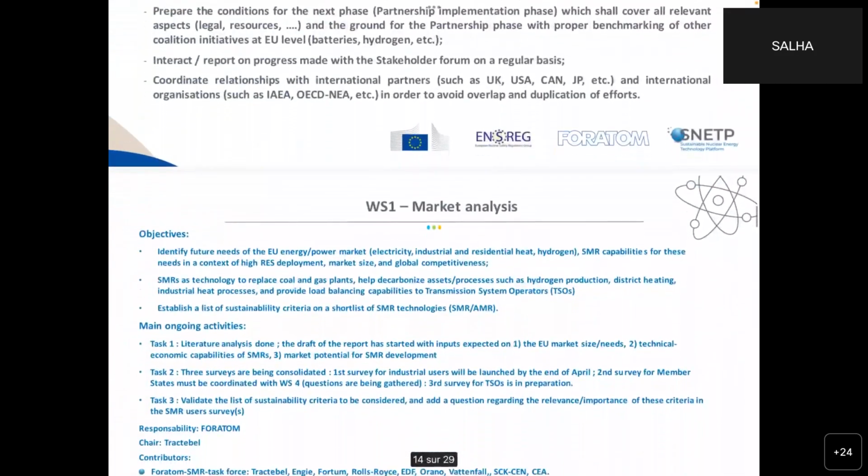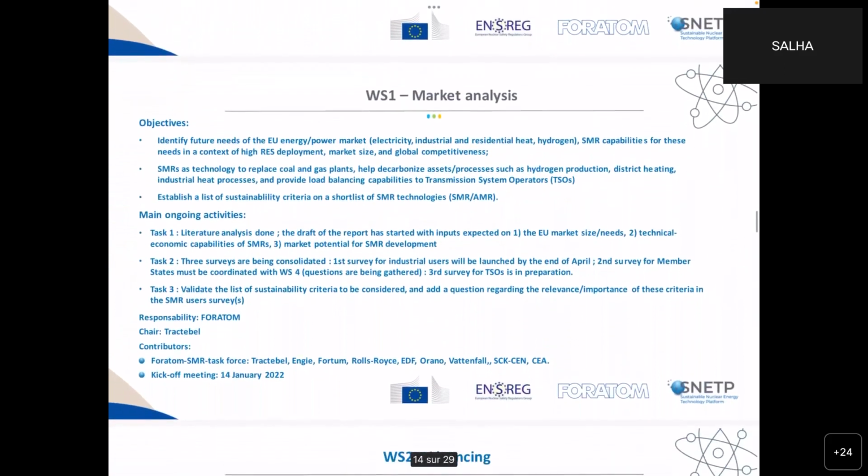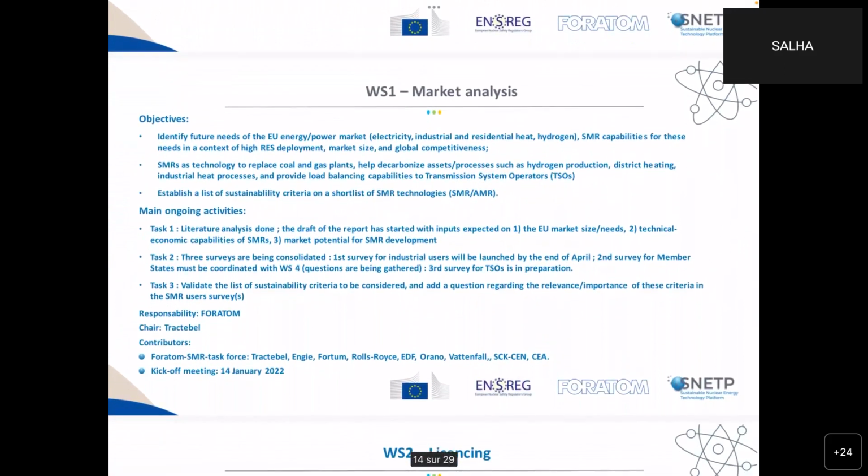So let's go perhaps in more detail into the different work streams of this partnership. The first one is the market. The idea of the market work stream is relatively simple. It's to try to understand what the EU market for SMRs is at the moment. So you see there is a clear program. What are the tasks to be done?